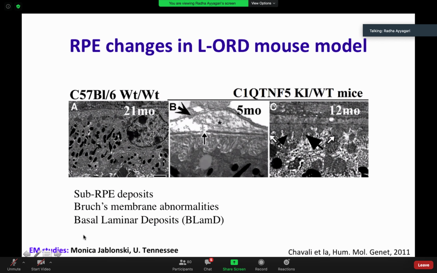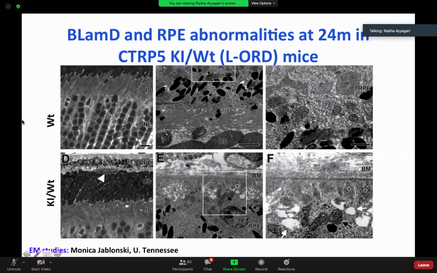We collaborated with Monica Jablonski at University of Tennessee to study the ultrastructure of these mouse RPE. Here, this is the control mouse RPE at 21 months, and it looks normal. Whereas in the heterozygous knock-in mice, the LOD mouse model, at 5 months we see abnormalities in Bruch's membrane and also the presence of sub-RPE deposits. By 12 months, you see basal laminar deposits, or the basal infoldings are filled with electron dense material. Further, by 24 months, this is the wild type mouse electron micrographs, and this is the heterozygous mutant mouse model.